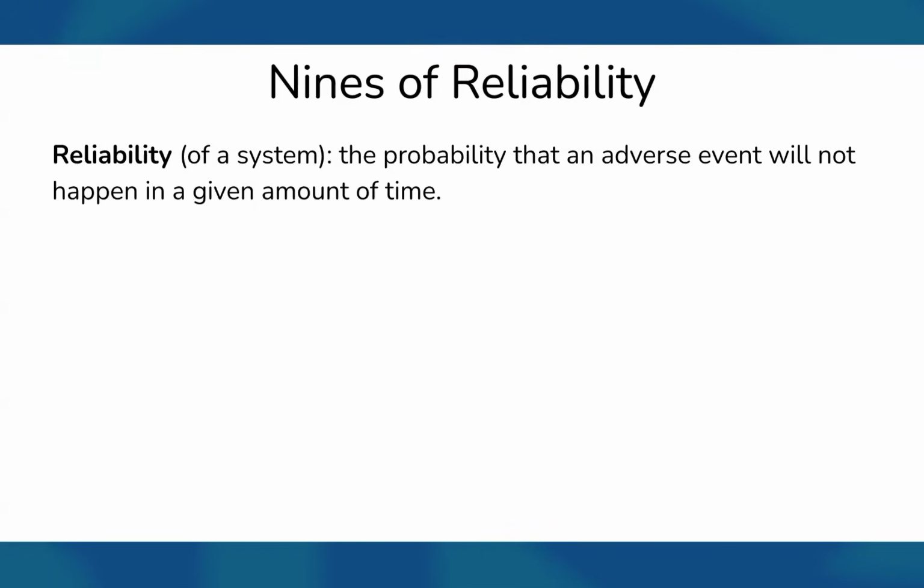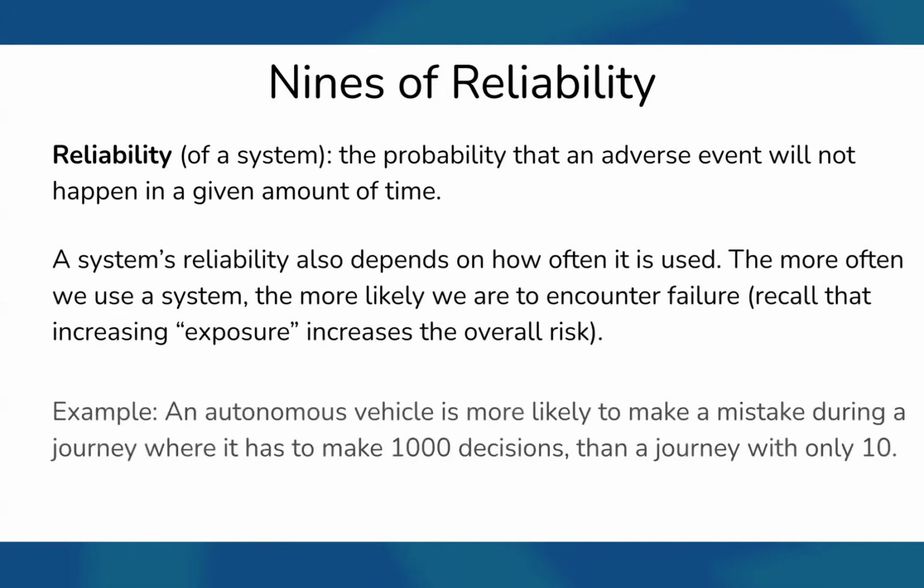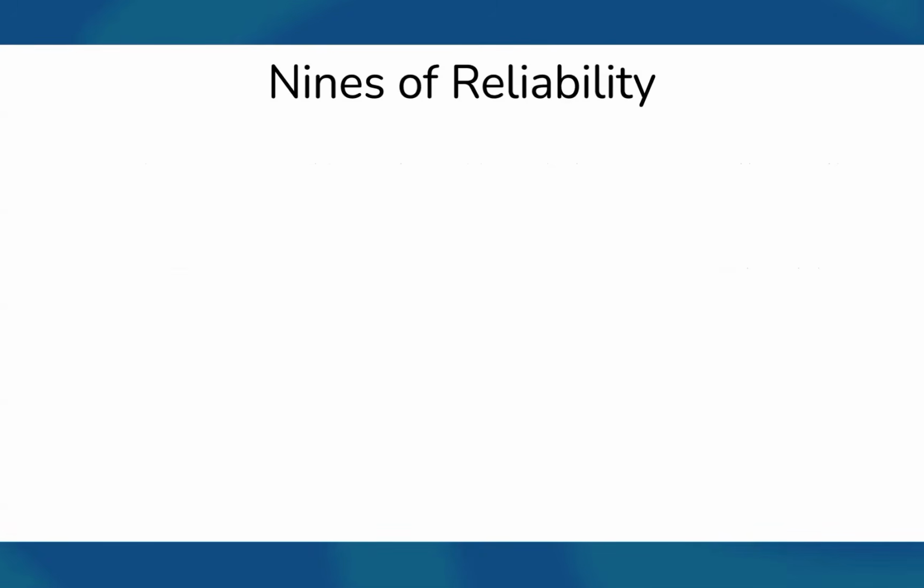Reliability of the system is the probability that an adverse event will not happen in a given amount of time. So the system's reliability depends on how often it is used. If we have an autonomous vehicle, if it's taking a short trip, it's a lot more likely to be reliable on that trip than if it was taking a cross-country trip. There's more of a risk of things breaking down because it has to make more decisions and there's more opportunities for it to mess up.